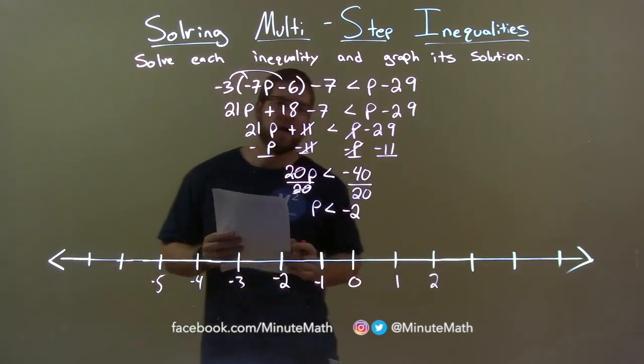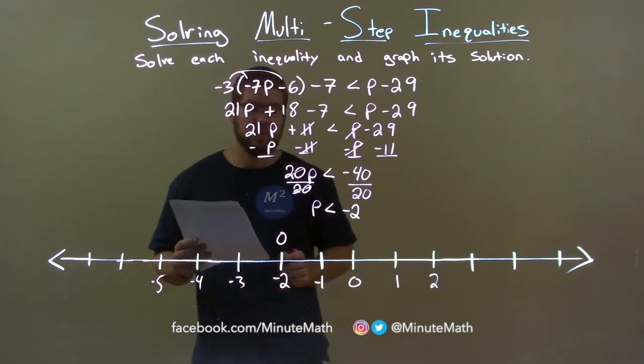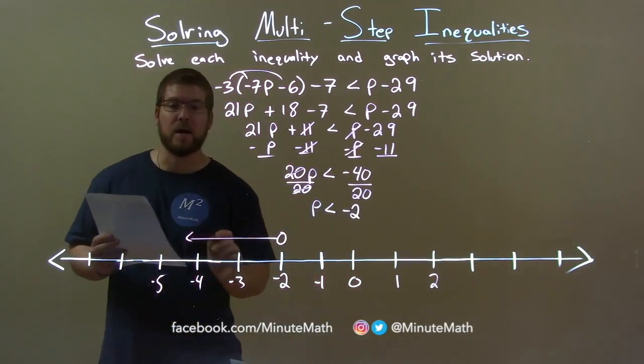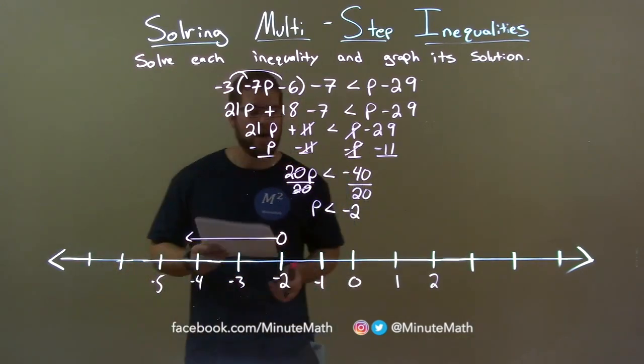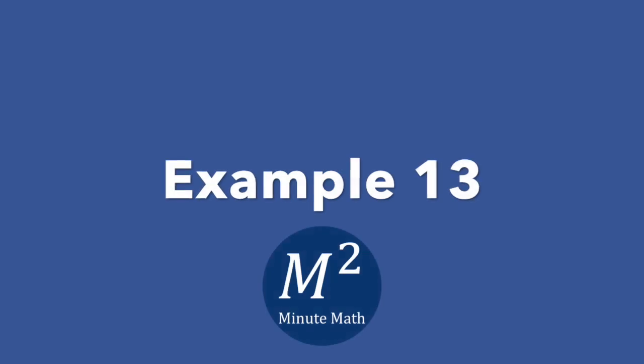Well, p is not equal to negative 2, so open circle at negative 2. P is less than negative 2, though, so the arrow goes to the left. And there we have it. Our graph matches our final answer. P is less than negative 2.